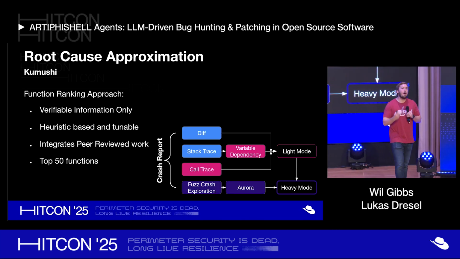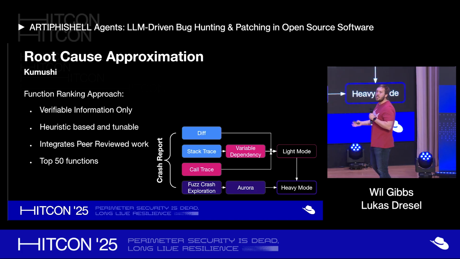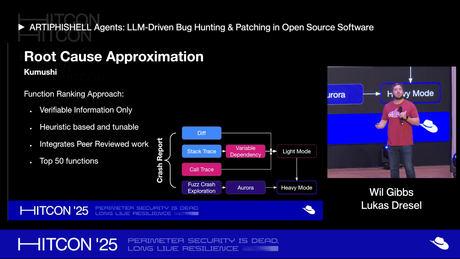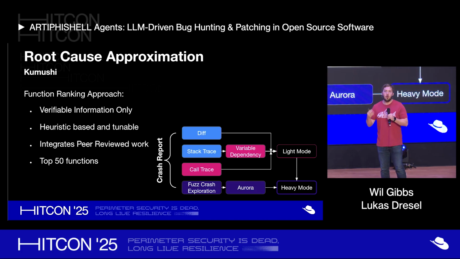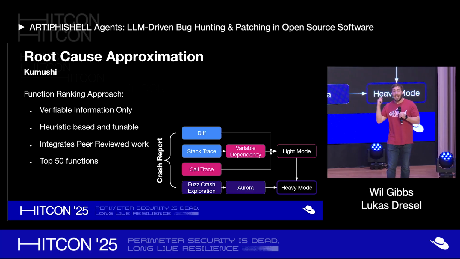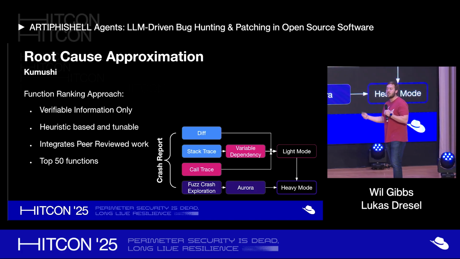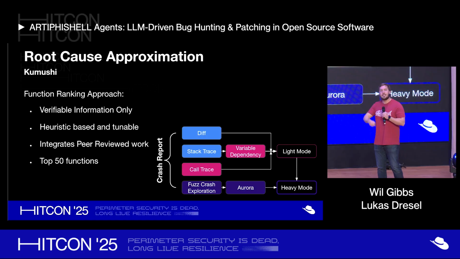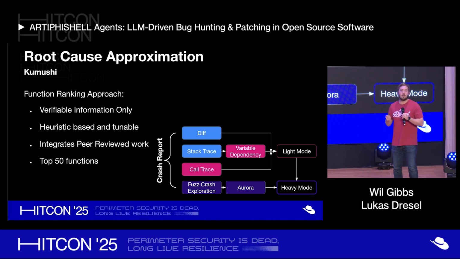So we came up with 2 separate approaches to this. The first one we call Kamushi. Kamushi is a function ranking approach. The idea is to create heuristics based on the information that you have to narrow down the search space of the root cause. Because LLMs are actually pretty good at patching. They have a rough idea of what they should and should not do, and if you can give them locations to look, much like the static analysis that can narrow this down, if you're able to narrow down their function search space, they're able to identify the root cause well on their own.